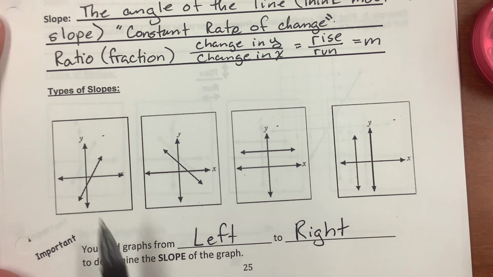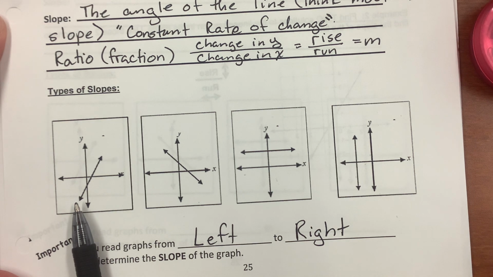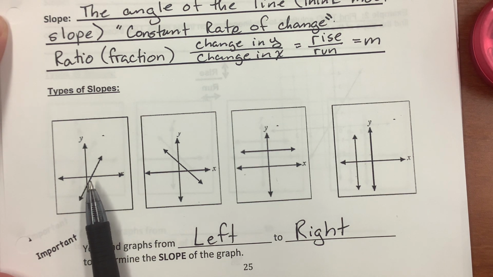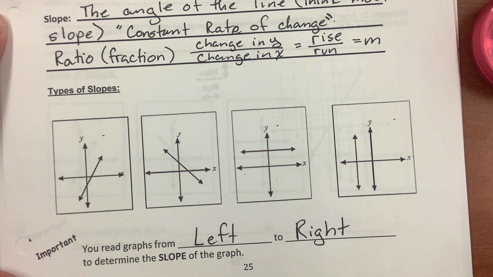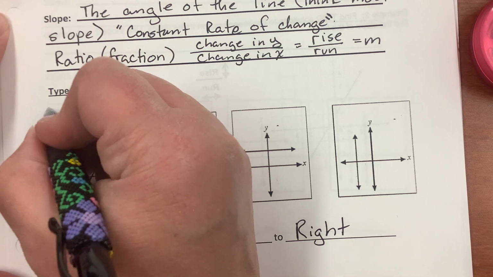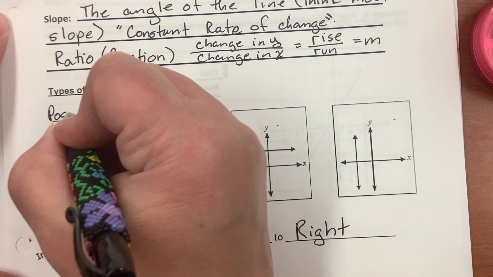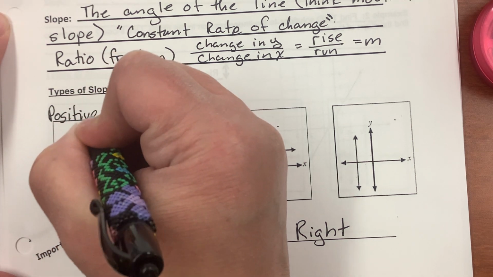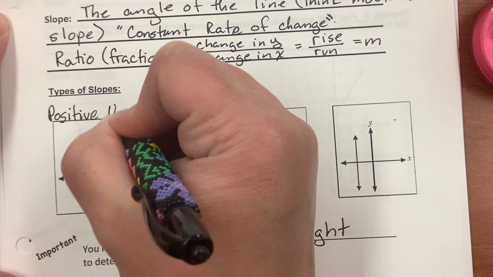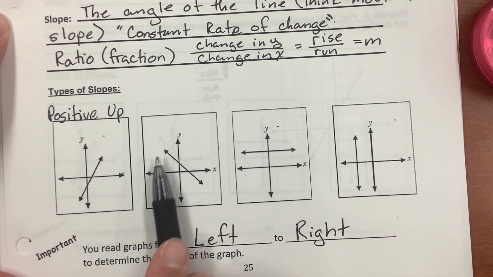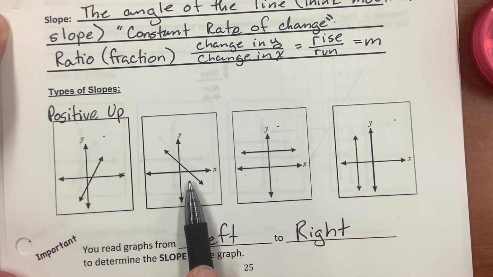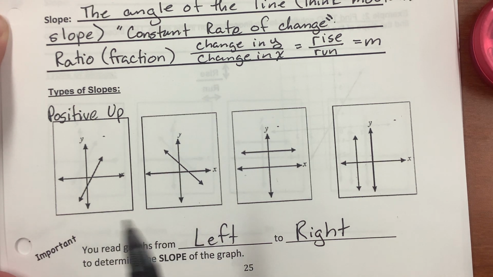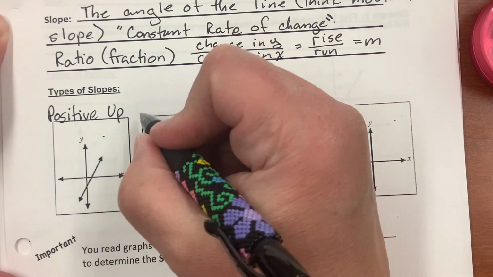So if you start on the left side of the graph and you trace it going to the right, you see how my pen is going up? That's because it's a positive slope. And positive slopes go up from left to right. Now here, if I start on the left and I follow the graph, look, my pen is going down. So that means it's a negative slope because it's going down.